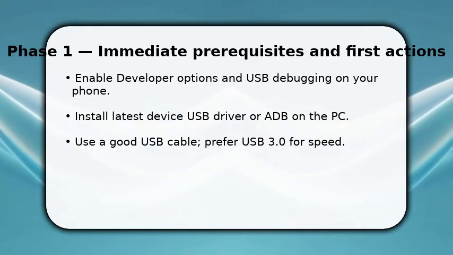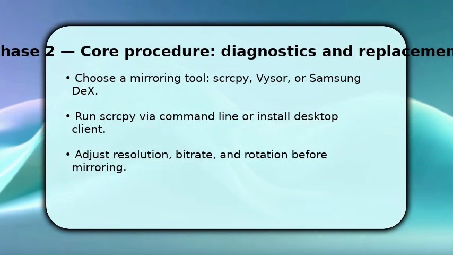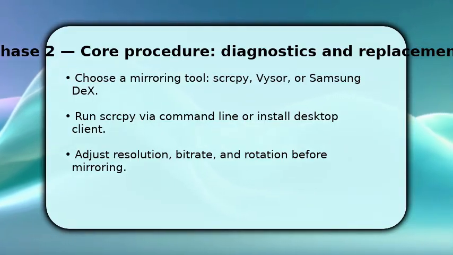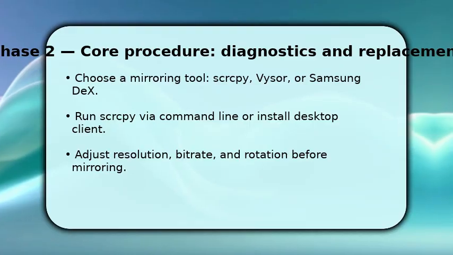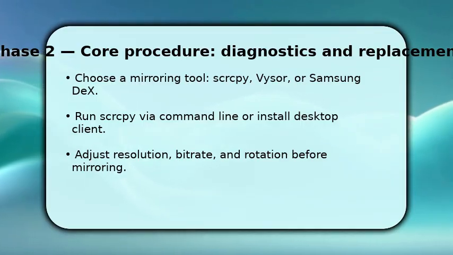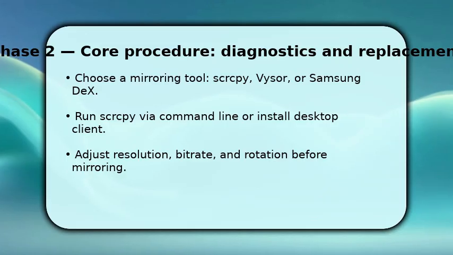You now install and launch the chosen mirroring app. SCRCPY is free and latency low, while others offer GUI features. If using SCRCPY, open a terminal, run adb devices to confirm the phone, then execute SCRCPY to start streaming. For GUI, install the client, select the connected device, and click Connect.